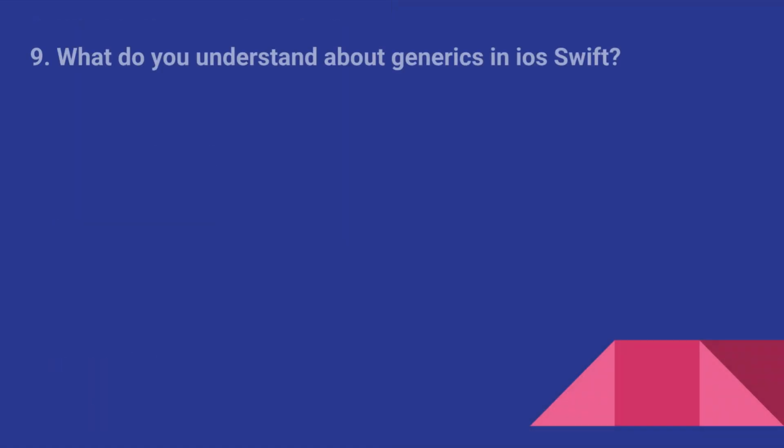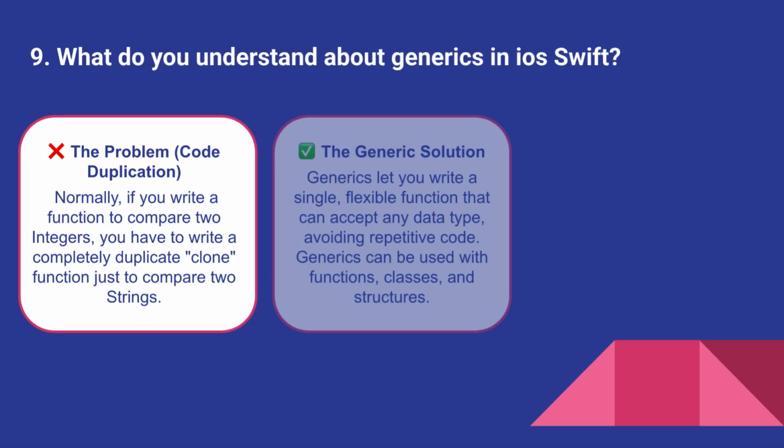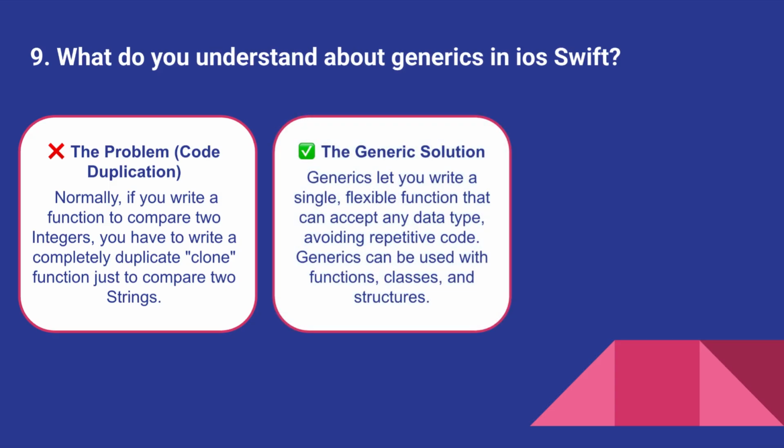Let's move on to question number 9. What do you understand about generics in iOS Swift? First, let's look at the problem, which is code duplication. Normally, if you write a function to compare two integers, you have to write a completely duplicate, clone, function just to compare two strings. To fix this, we have the generic solution.